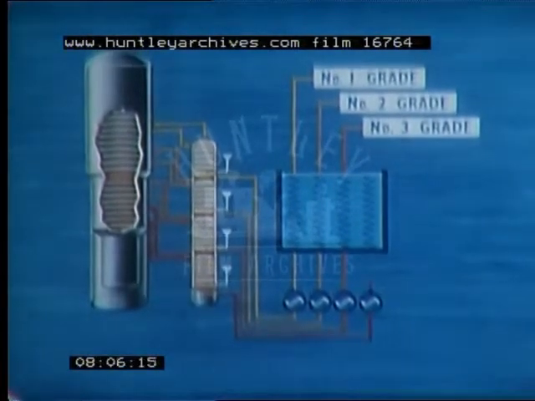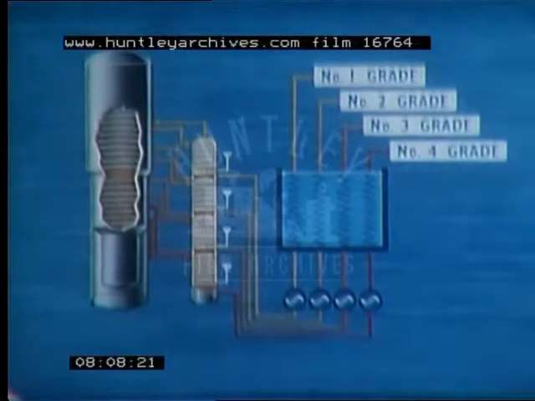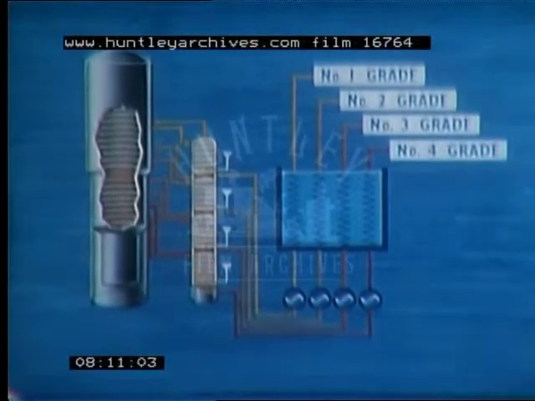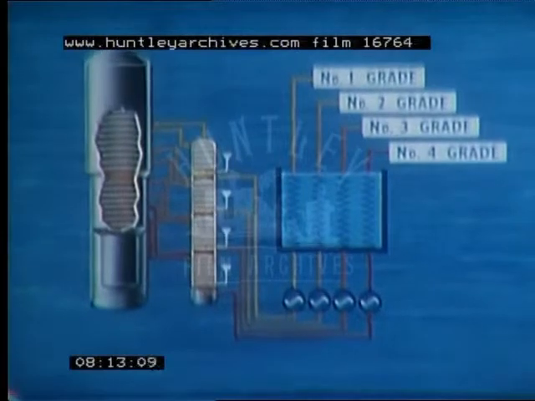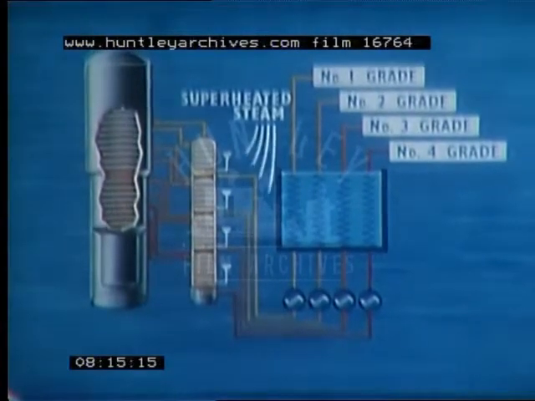The last side cut passes through its heat exchanger into the products cooler and away to storage. To prevent the steam used in the strippers from cooling the oil, it is superheated beforehand in a separate fired heater.